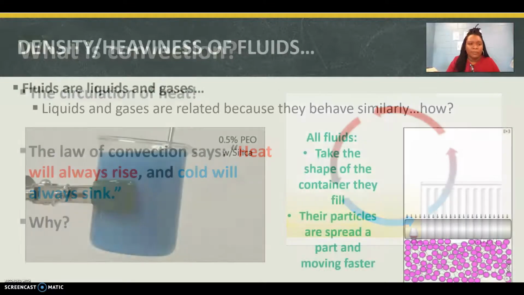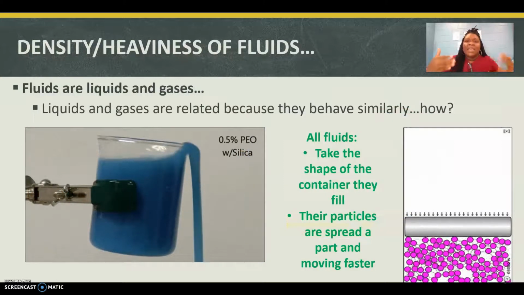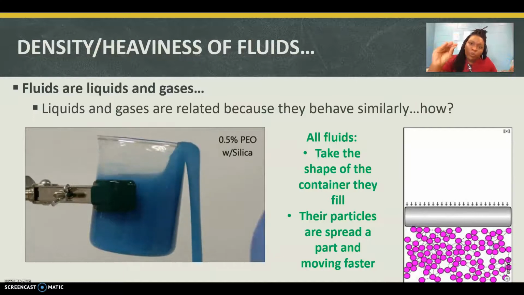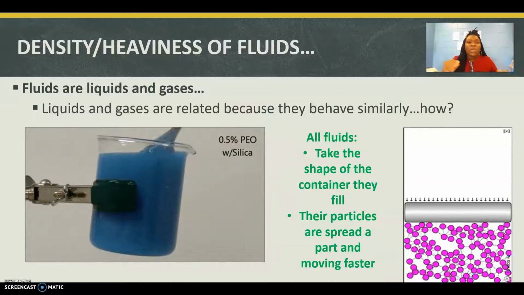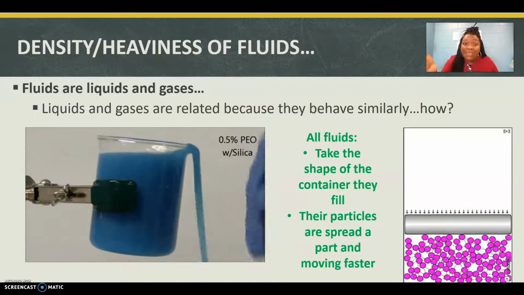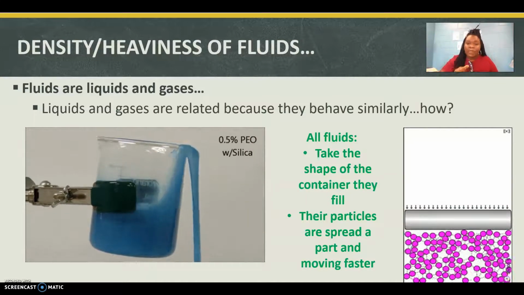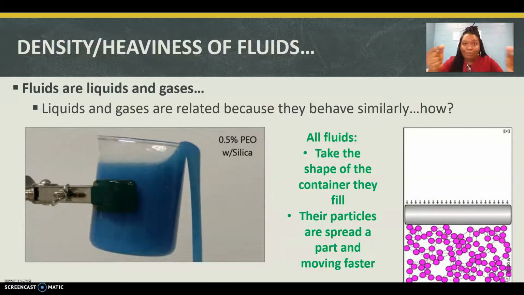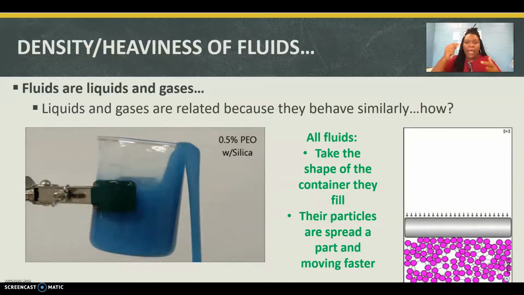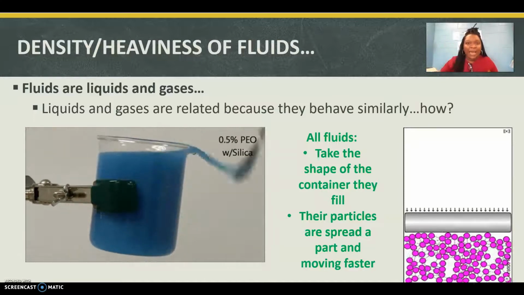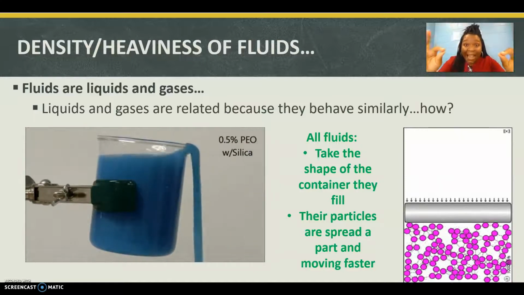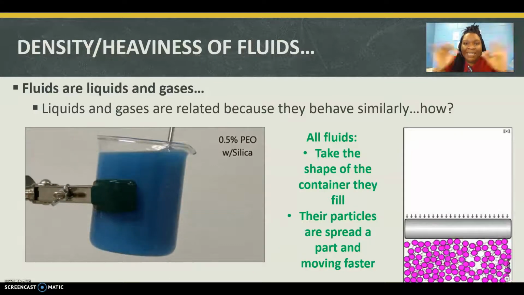Why? Well, the density of fluids. We want to talk first, though, about what fluids are. When we look at fluids, it's important for us to know that fluids are liquids and gases. Just like you and your cousin are related, you kind of look alike. Maybe you have the same eyes or the same color or curly type of hair. It's important for us to realize that liquids and gases are both related.